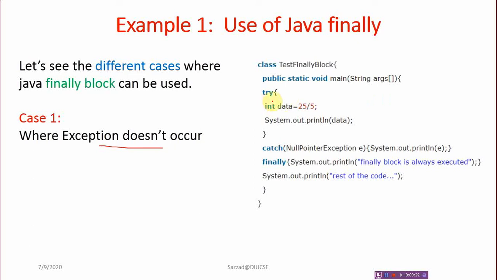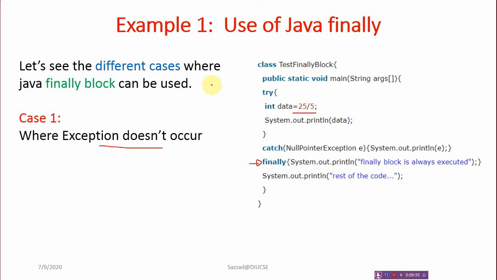So suppose here is a value, and we are trying to divide 25 by 5, so there will be no exception. No exception means no catch, but in the finally block we put all the remaining code. The finally block is always executed, and System.out.print prints the rest of the code. That means there are a number of lines after the try and catch block, so it will always execute whatever happens.